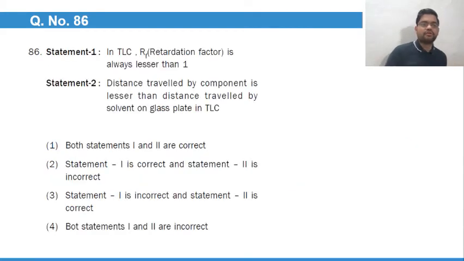Clear? Now talking about 86, in TLC, the retardation factor is always less than 1, that is true. The distance traveled by the component is lesser than the distance traveled by the solvent in the gel plate in TLC. True. Both are true, so we'll go with option number 1.